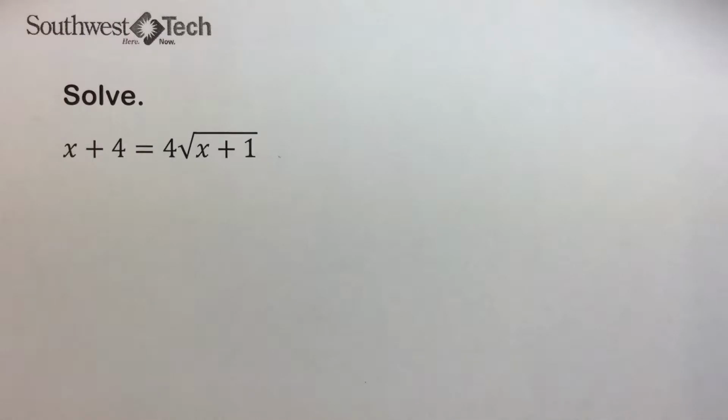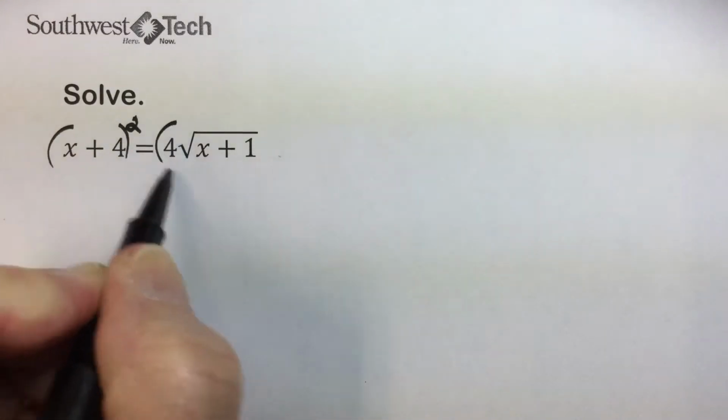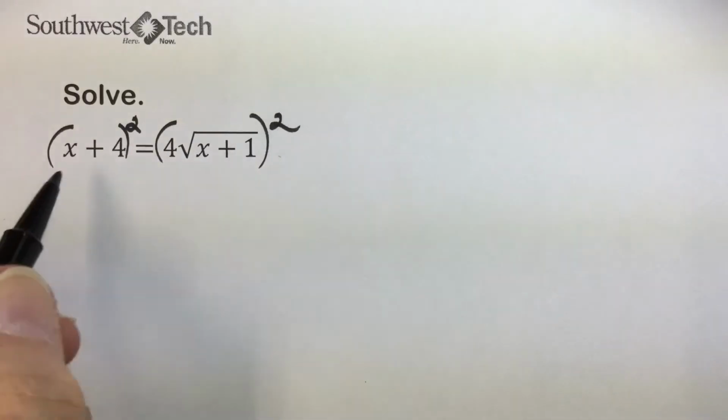In this video, they're asking us to solve this radical equation. The procedure to solve a radical equation is first to isolate a radical term. And that is the case here. We have the radical by itself. Next, we'll use the principle of squaring, which is essentially squaring both sides. So we'll square the left side and square the right side.